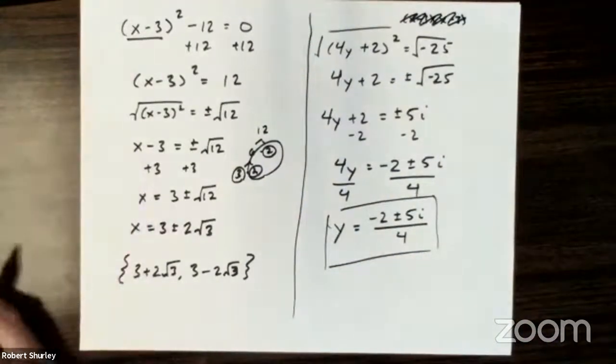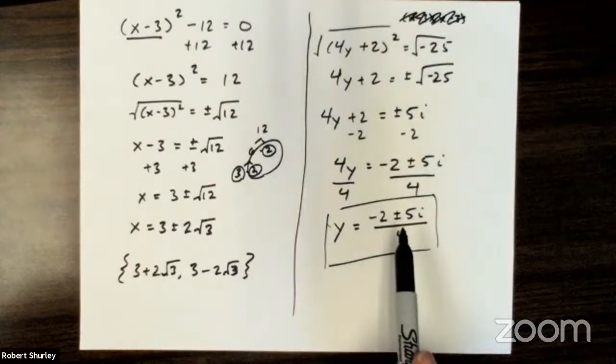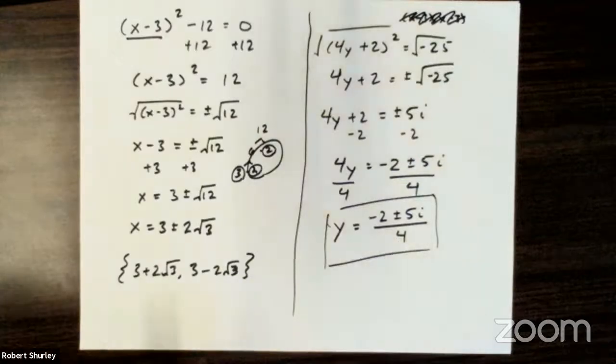Boom. Okay, and that's my two answers. Now you can write this separately if you want: negative 2 plus 5i over 4, or negative 2 minus 5i over 4. Either way is fine.